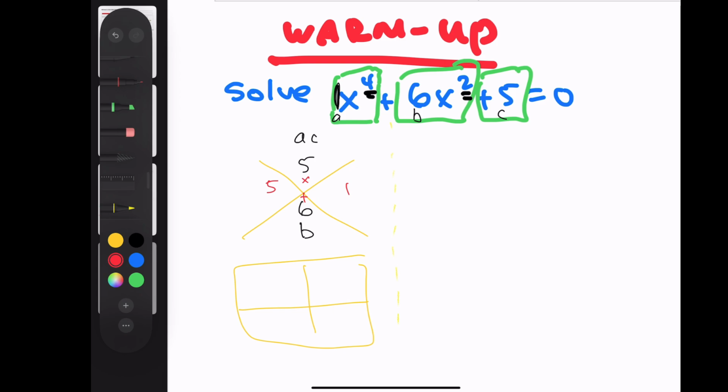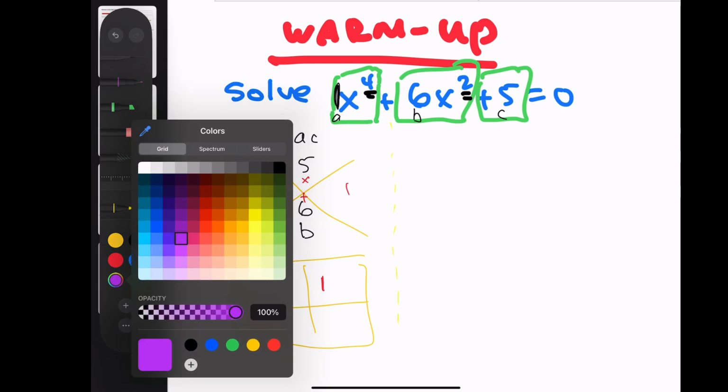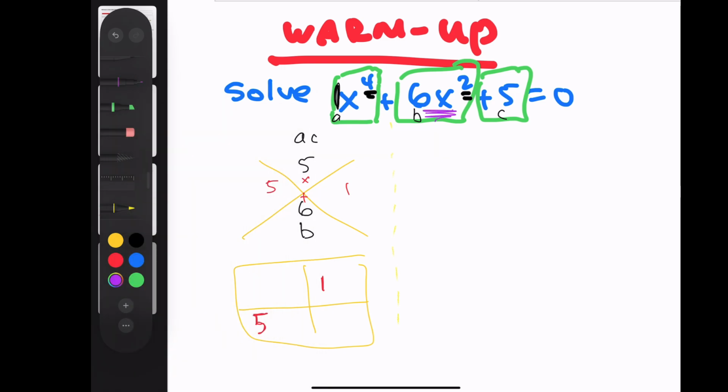Okay. So when I put the 5, it's going to go on the bottom, and the 1 here. Now, I want to highlight a common mistake that students are making. We are splitting 6x squared here. That's why I'm writing what here? X squared. Class, what goes in the top left? X to the 4th. How about the bottom right? 5.